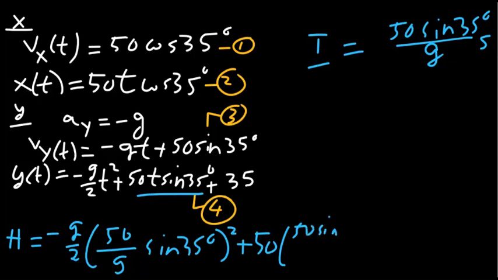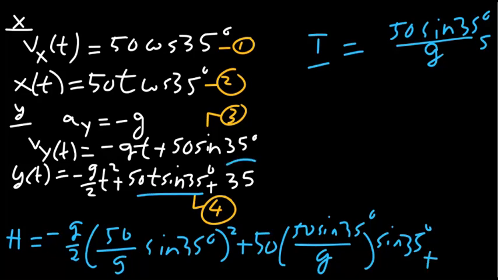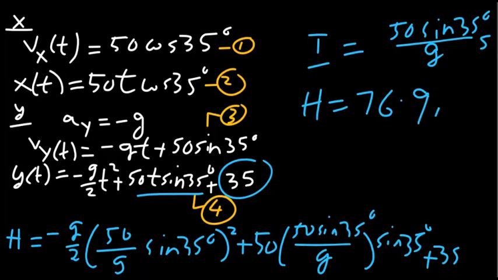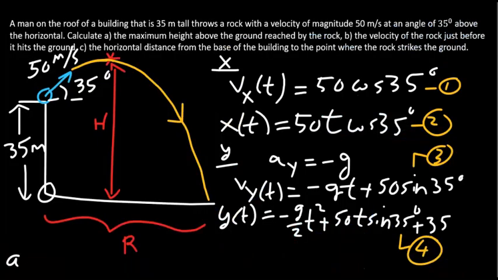Plus the second term is 50, 50 sine 35 degrees over g, sine 35 degrees, and don't forget to add the last 35, and that will give you h as 76.9 meters. So that is the maximum height calculated from the ground. So there we have it. The answer for part A, h is 76.9 meters.